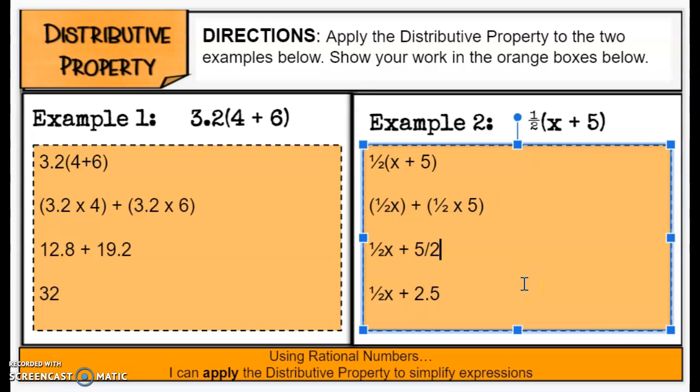Okay? And then I can't leave this as an improper fraction with the top number being larger than the bottom number. So I divided 5 by 2 and was able to get 2.5. So then I have my ending result as 1/2 x plus 2.5. That's the answer. I know it doesn't look like a typical answer, but that's the answer when simplifying an expression. Okay, so that's how we distribute, or how the distributive property works when we're simplifying an expression.